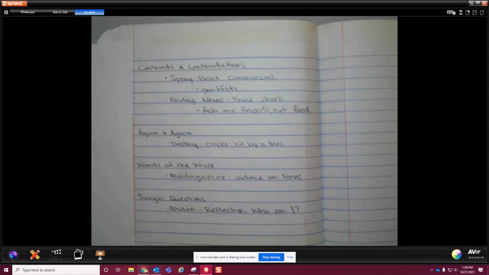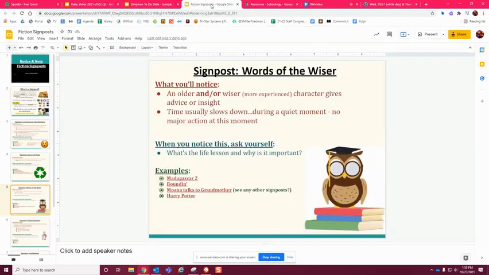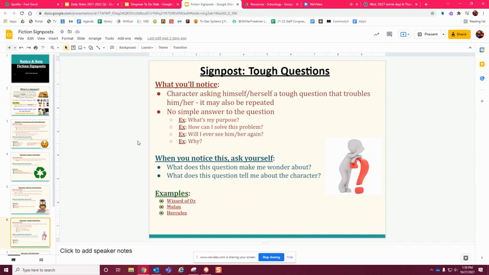All right, the last one we did today was Tough Questions. So I'm going to go back to that one as well. Tough Question is right here. This is where a character is asking themselves a tough question that troubles them. It may be repeated, but it's not a simple answer. It's not a yes or no. An example of this would be: what's my purpose? How can I solve this problem? Why is this happening? When you notice these questions being asked, you need to ask yourself, what does this question make me wonder about? What does this question tell me about the character?